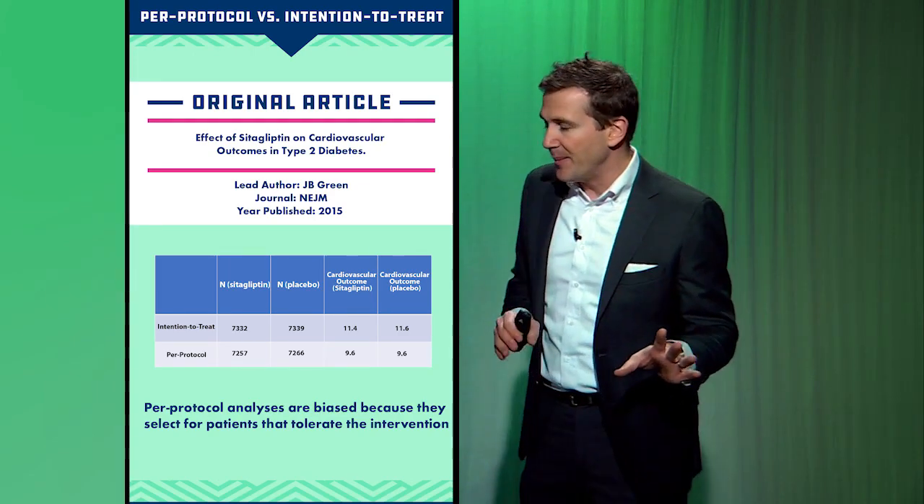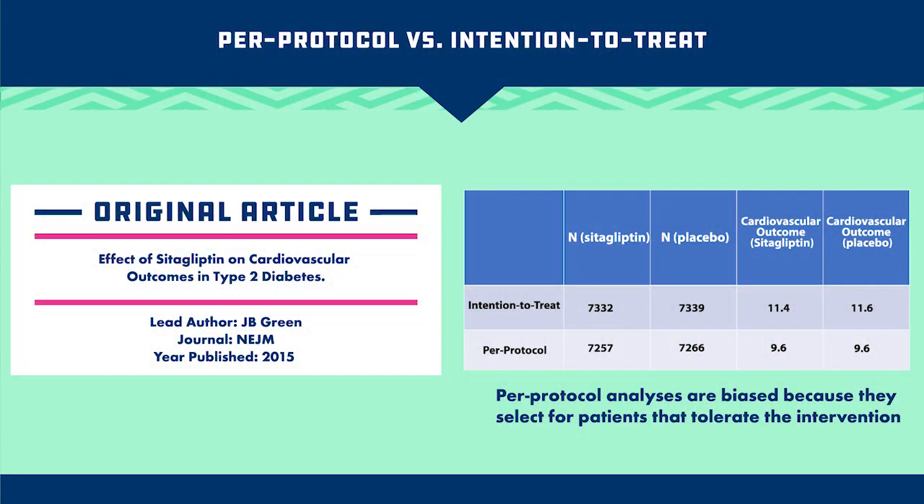So let me give you an example. Here's a study of sitagliptin, which is an anti-diabetes medication. The question was, would this drug reduce heart attacks in people with diabetes? Pretty straightforward. If you look at the table in the intention to treat column, you can see that there are about 7,300 people in each arm, and around 11.5% in both arms of the study had a heart attack at the end. So that's fine.